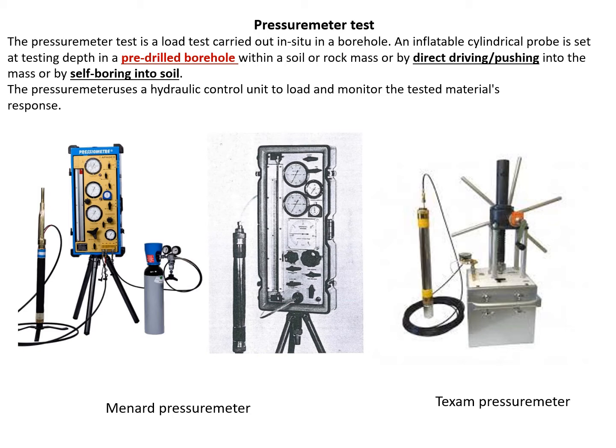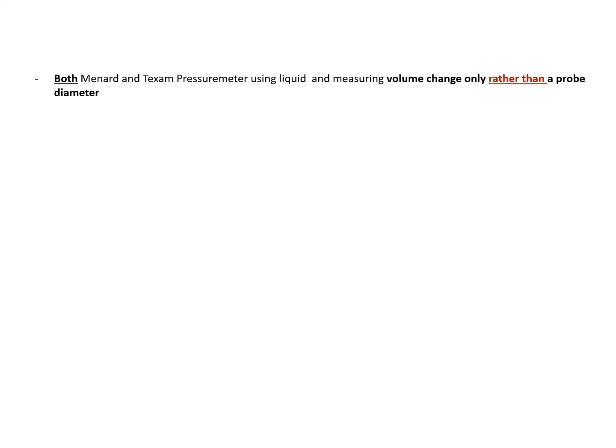So we are going to discuss today actually two pressuremeter tests, Menard and Texan. Both of them are used and carried out in a pre-drilled borehole, a special hole. Definitely you have different types of direct pushing, self-boring pressuremeters. We are not going to discuss it today. So both Menard and Texan pressuremeters use liquid and measure volume change only. They are not measuring diameter.